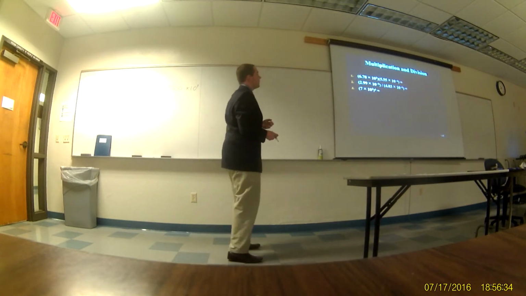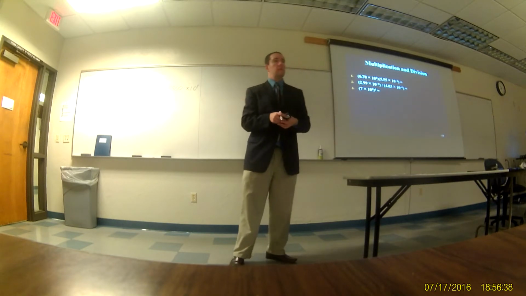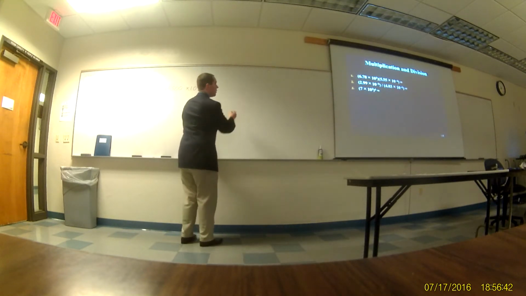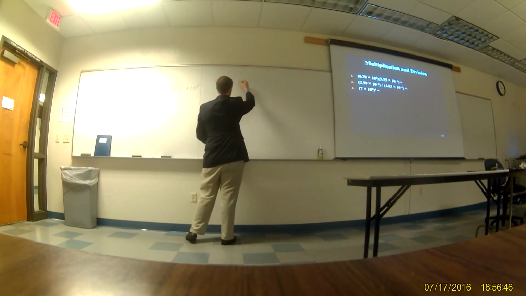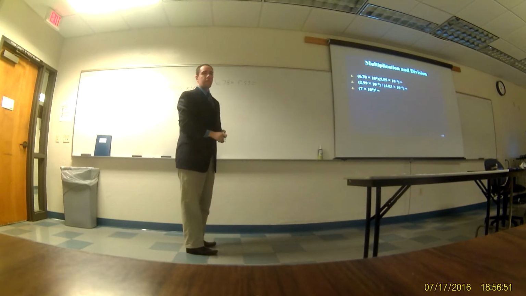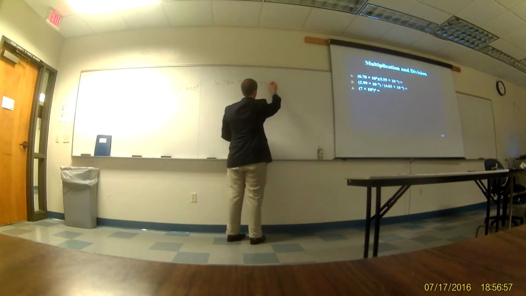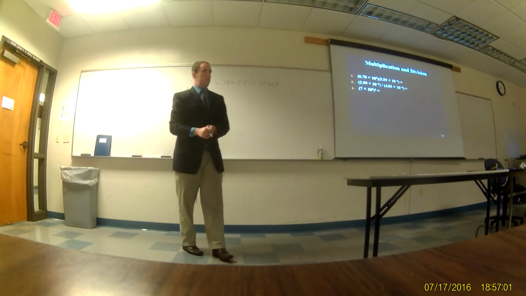I've got some examples. How would you do this? What's the first thing you would do? First thing you would do, 6.78 times 5.55, what is that? 37.629. What are you going to do with the exponents?